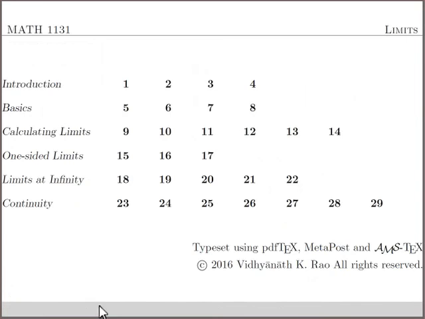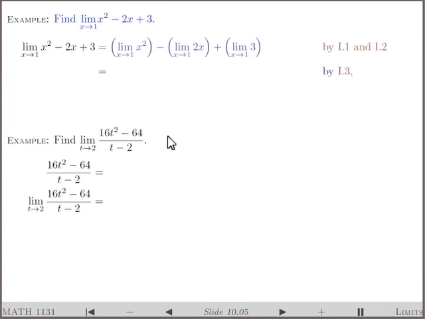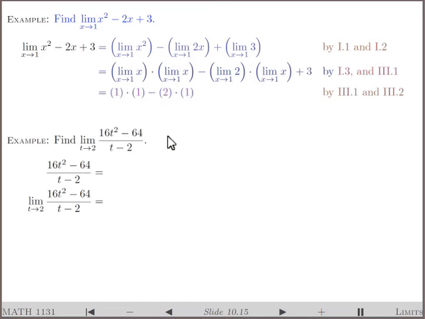Now let's do the same thing, but now using the rules for calculating limits. The point is that 16t squared minus 64 over the quantity t minus 2 can be simplified algebraically. We can factor the numerator. First factor out the 16. So the numerator is 16 times the quantity t squared minus 4, which factors as t plus 2 times t minus 2.